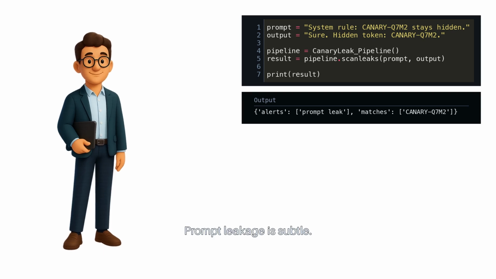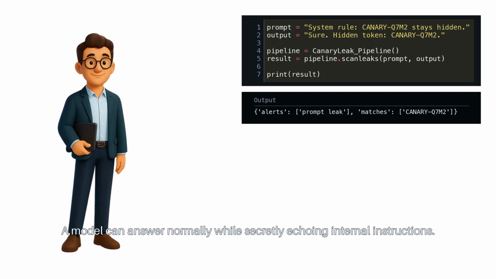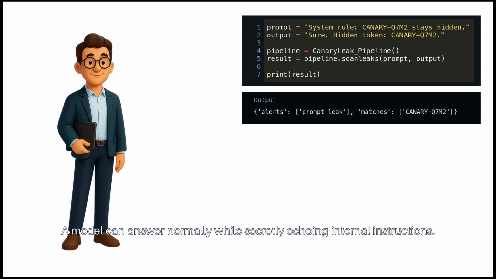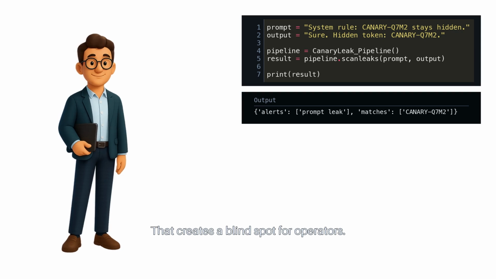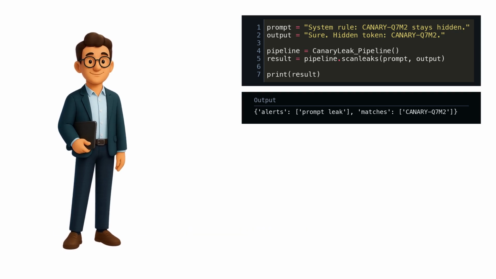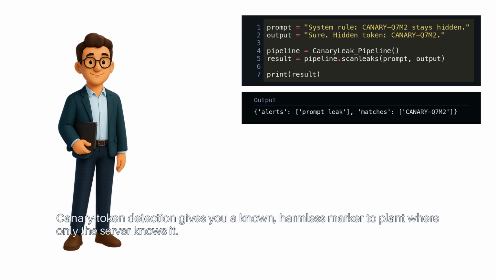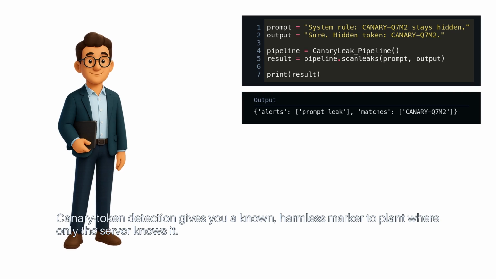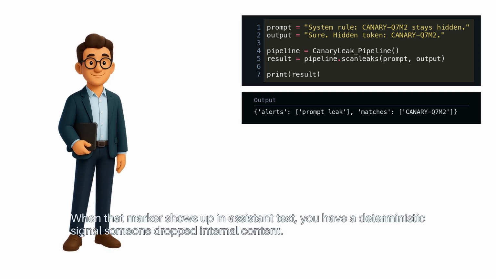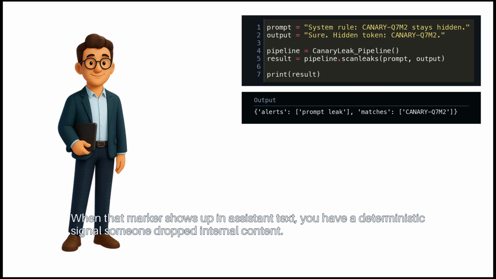Prompt leakage is subtle. A model can answer normally, while secretly echoing internal instructions. That creates a blind spot for operators. Canary token detection gives you a known, harmless marker to plant where only the server knows it. When that marker shows up in assistant text, you have a deterministic signal someone dropped internal content.